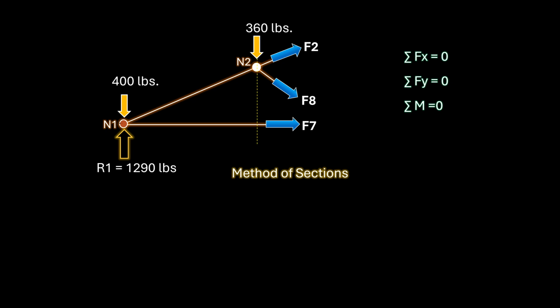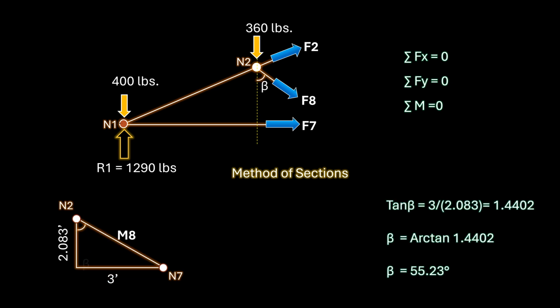Therefore, we will ignore all forces that are generating no net moments about node 1. We are left with the 360 force at node 2 and F8. F8 is inclined at the angle beta to the vertical axis. Using the dimensions provided and trigonometric relationships, we can determine that beta is 55.23 degrees. We will decompose F8 into a horizontal component and a vertical component. The horizontal component is the product of F8 and the sine of beta, and the vertical component is the product of F8 and the cosine of beta. We will use these components to calculate the moment.